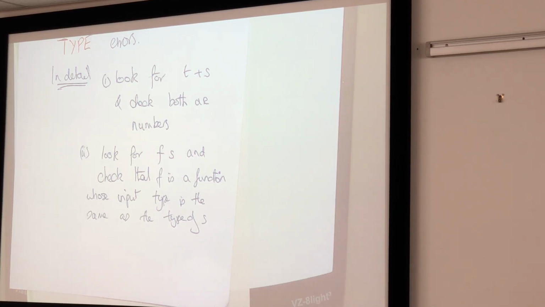So the idea is that every expression is going to get given a type, and then that will allow us to check these things.